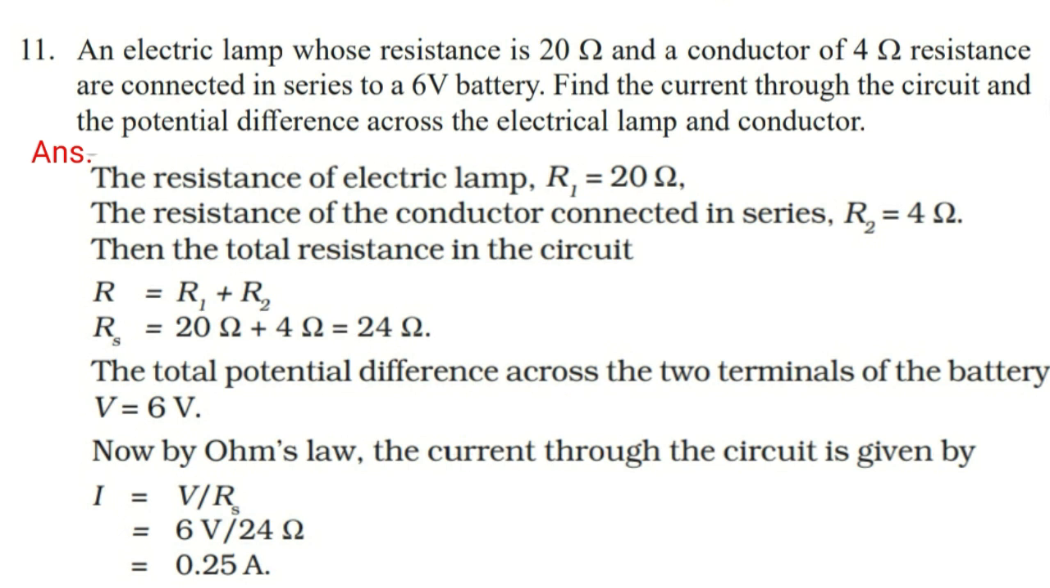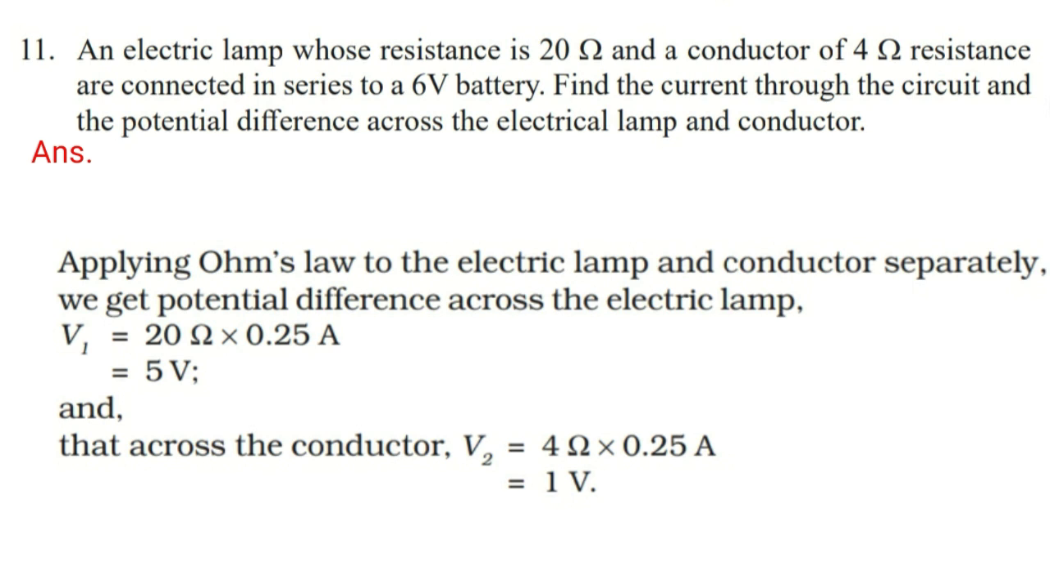Now we have V and R values. By Ohm's law, the current through the circuit is given by the formula I is equal to V by R. So by substituting the values, we get 6 volts divided by 24 ohms. By simplifying this, we will get 0.25 amperes.